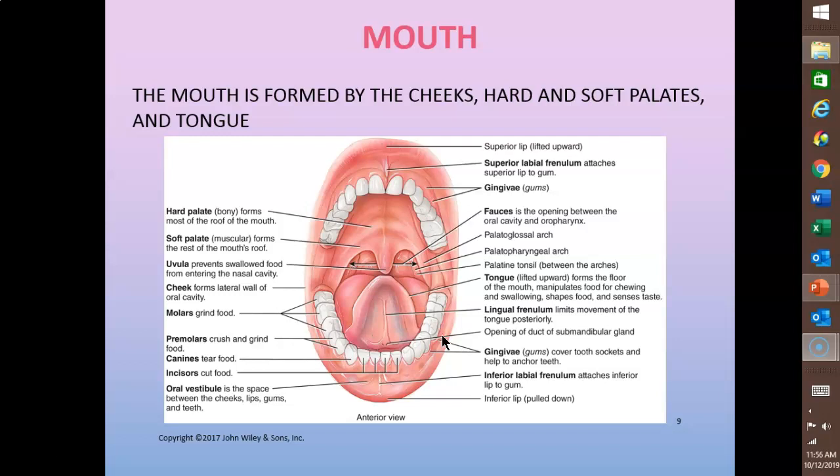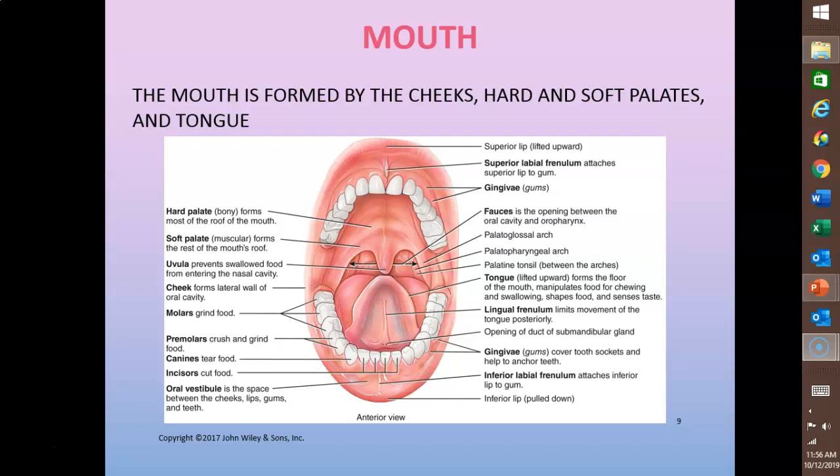In addition to this, we have the gingivae, or the gums, that help to anchor the teeth in their sockets in the maxilla and in the mandible. You have the opening here of your submandibular salivary glands, and you have other openings for salivary glands that you can't see in this image.